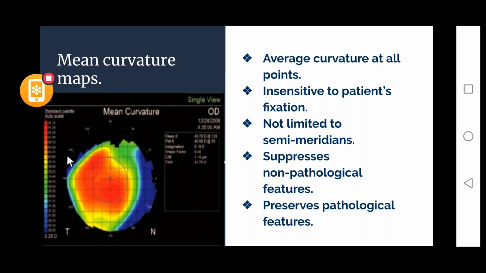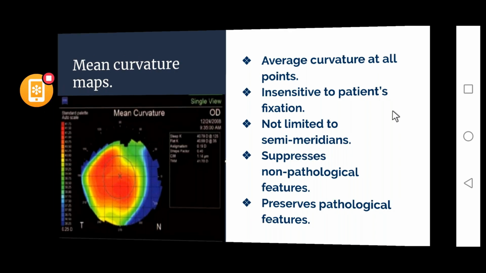Again, the same kind of color palette and color scale is used on the left. The red ones, the warm colors, signify the steep regions, and the blue ones, the cool colors, signify the flat regions.